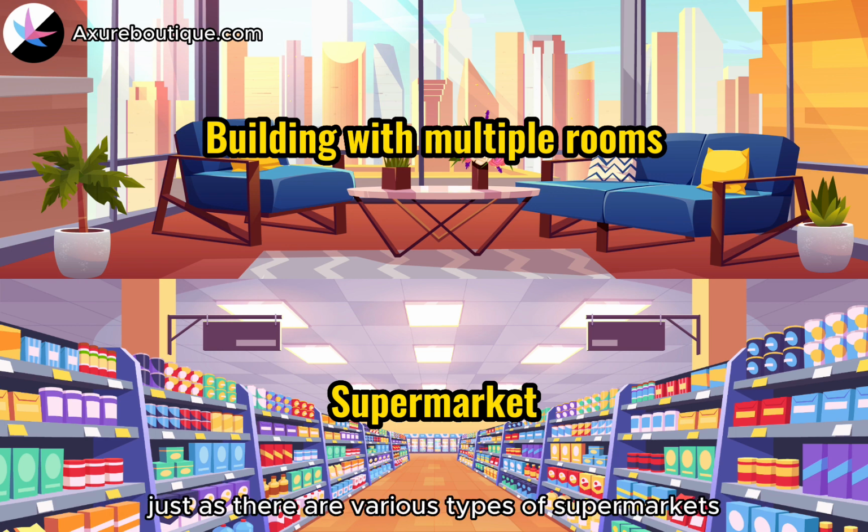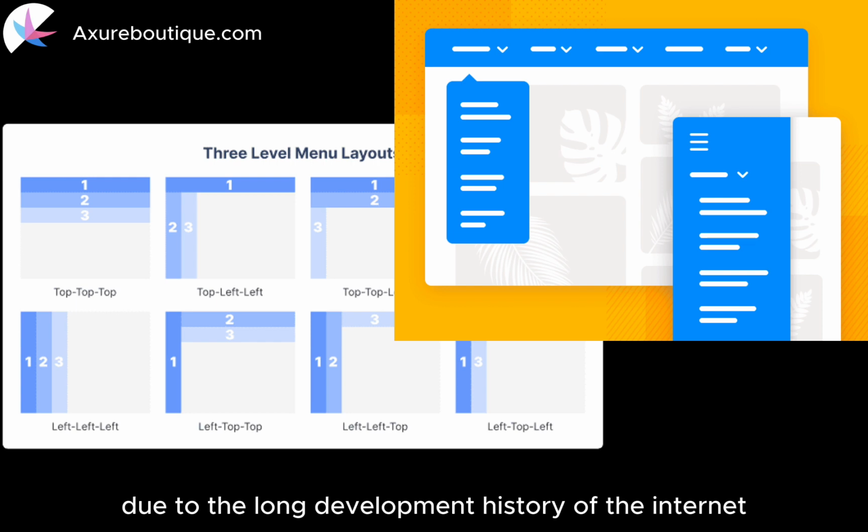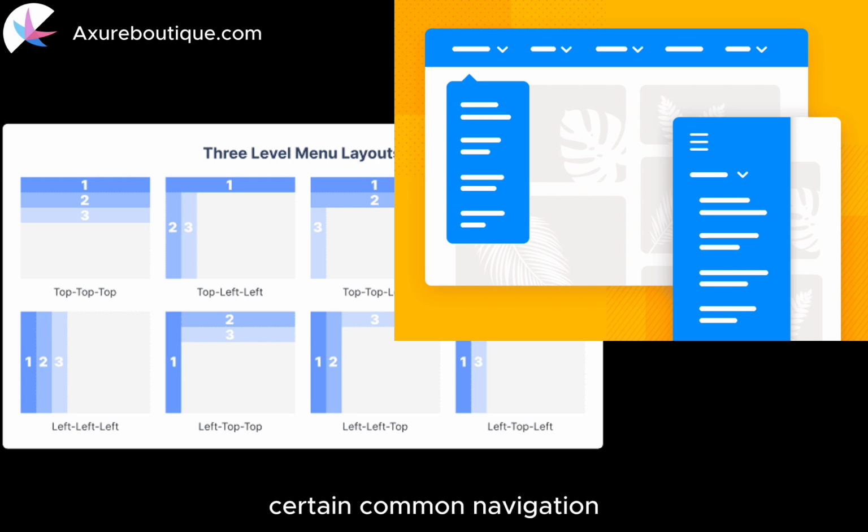Just as there are various types of supermarkets and buildings, there are also diverse types of internet and software products, which means there can be various navigation and layout options for interfaces. Due to the long development history of the internet and software products, certain common navigation and layout patterns have emerged. When unfamiliar navigation patterns and layouts are used, users need to learn them, which affects the user experience.